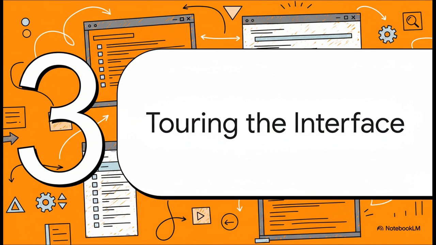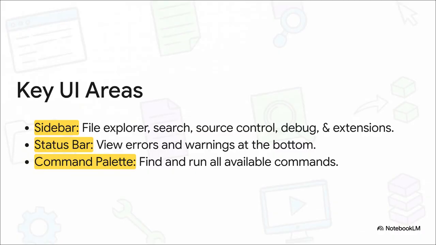You'll see it's designed to be really clean and minimal, so your code is always front and center. You're going to spend most of your time in 3 main areas. You've got the sidebar on the left, which is where you'll navigate your project files. Down at the bottom, there's the status bar, which gives you a quick look at any errors or other important info. But the most important part, the real heart of VS Code, is the command palette. Think of it as your universal search bar for everything. You hit one key combo, start typing what you want to do, and you can run any command without ever taking your hands off the keyboard.